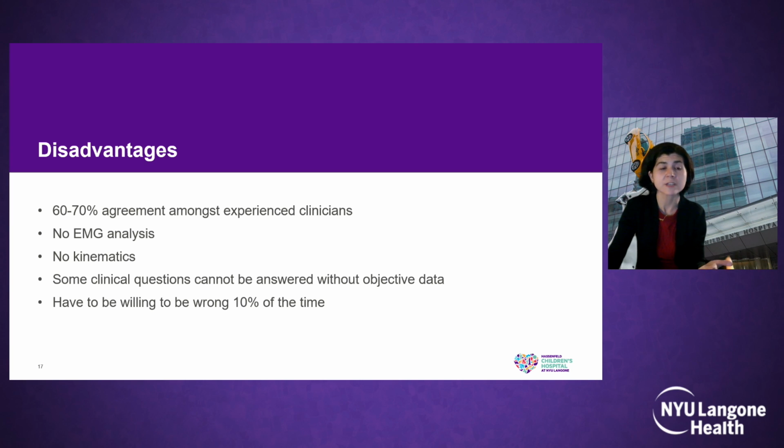You can see that they have a stiff knee gait and you can infer, but it's going to be a little bit challenging for that particular clinical question. There are some clinical questions that cannot be answered without this objective data. Most of them can be, but some of them can't. And you have to be willing, if you don't have a formal gait lab, to be wrong about 10% of the time, which is not 90%, but it's not zero. So it's important to know that.